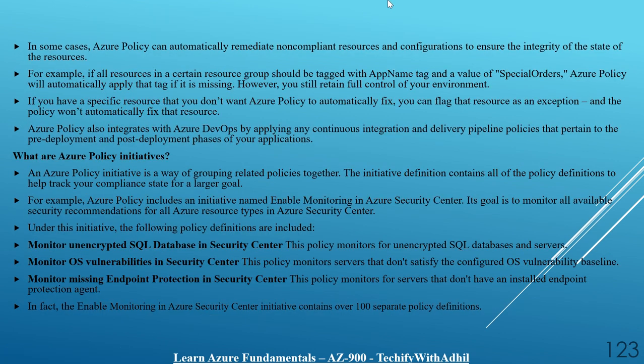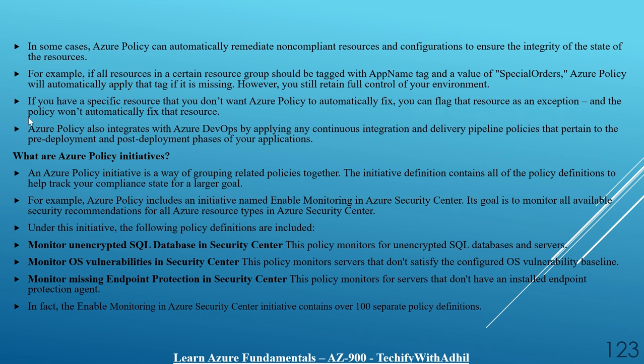In some cases, Azure policy can automatically remediate non-compliant resources and configurations to ensure the integrity of the state of the resources. For example, if all resources in a certain resource group should be tagged with an app name tag and a value of special orders, the Azure policy will automatically apply that tag if it is missing. However, you still retain full control of the environment. If you have a specific resource that you don't want Azure policy to automatically fix, you can flag that resource as an exception and the policy won't automatically fix that resource.